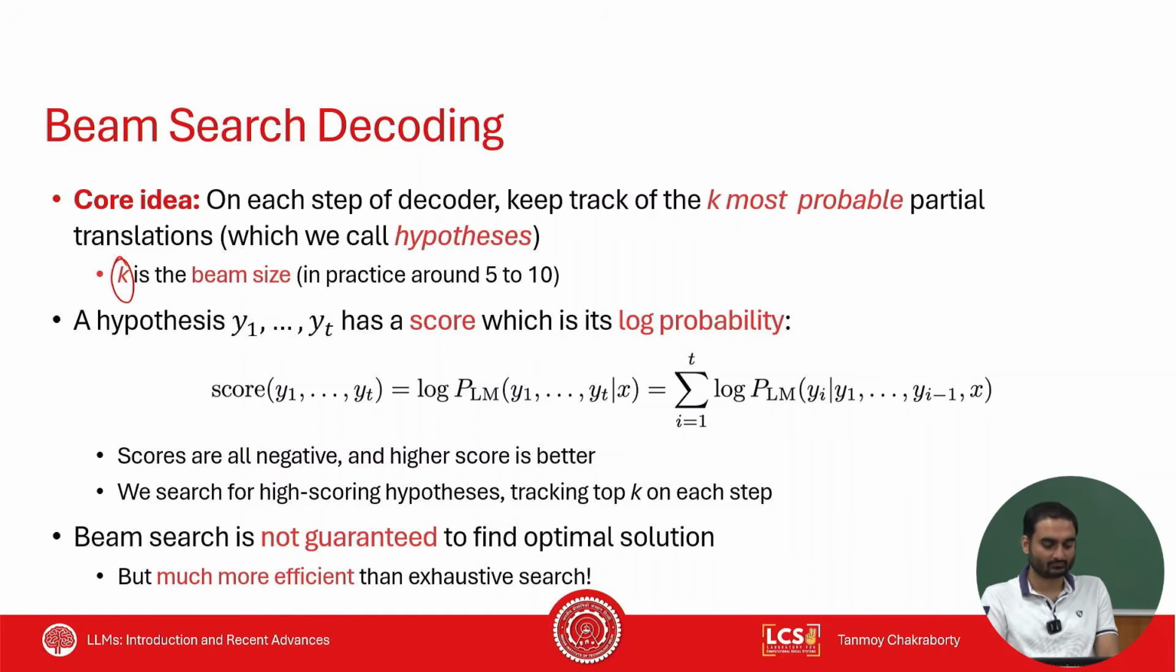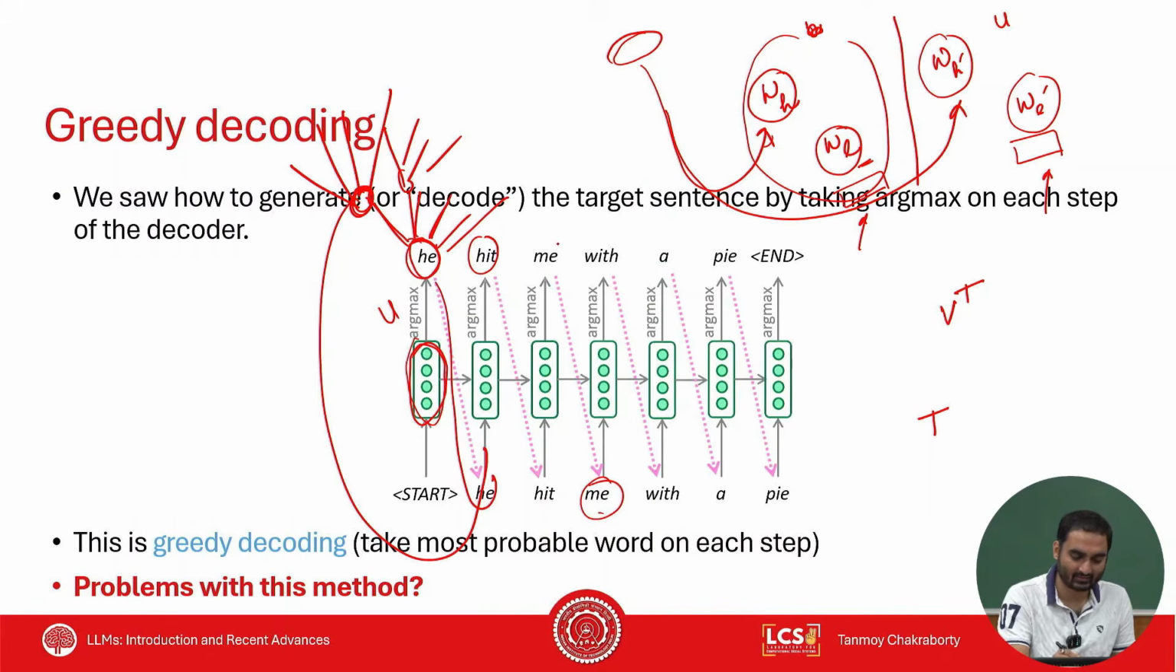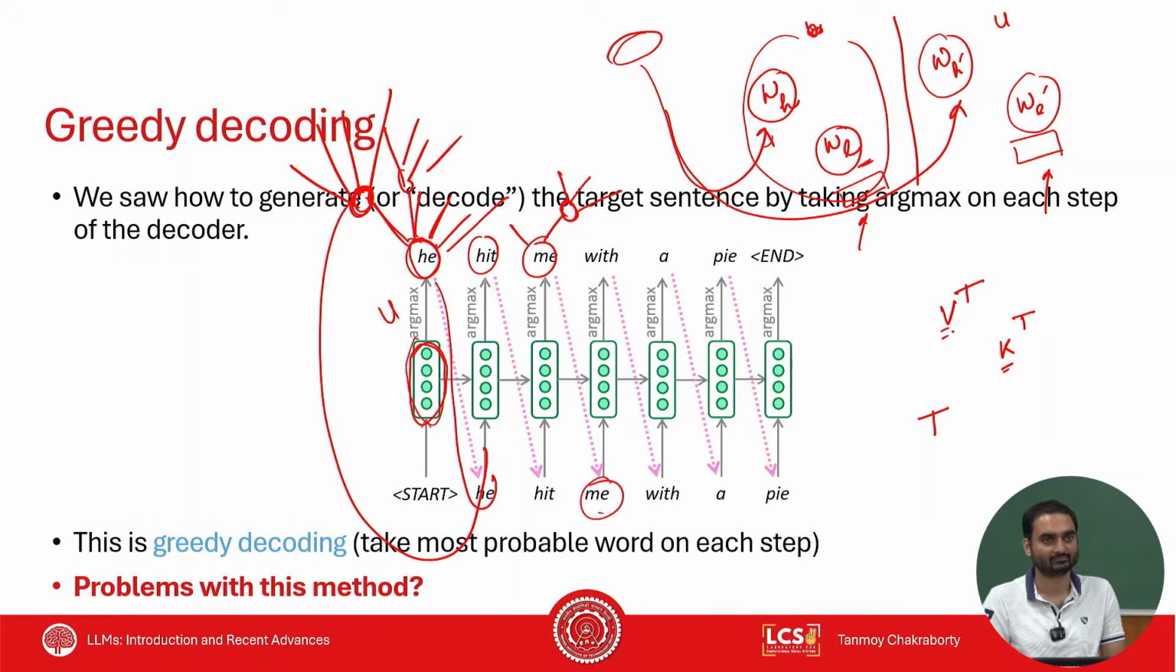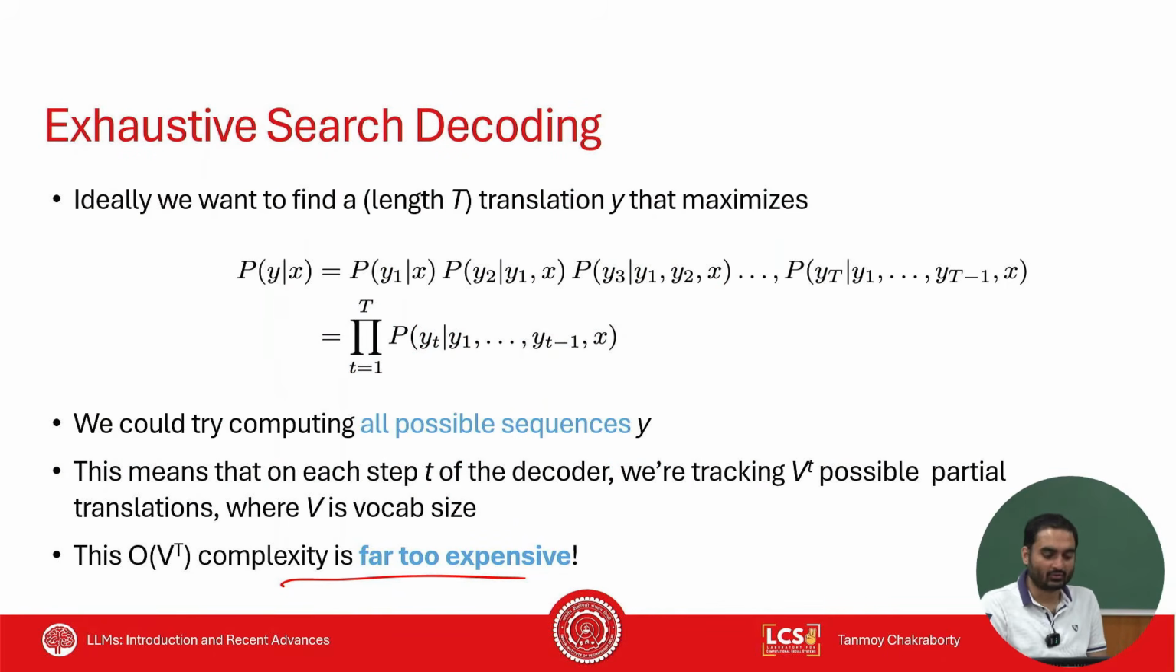So at every stage, let's say I generate K tokens. Now from each of these K tokens I further generate K tokens, and so on and so forth. So complexity is still significantly high. Complexity is still K to the power T, isn't it? But K is much smaller than V, and you can decide the value of K.